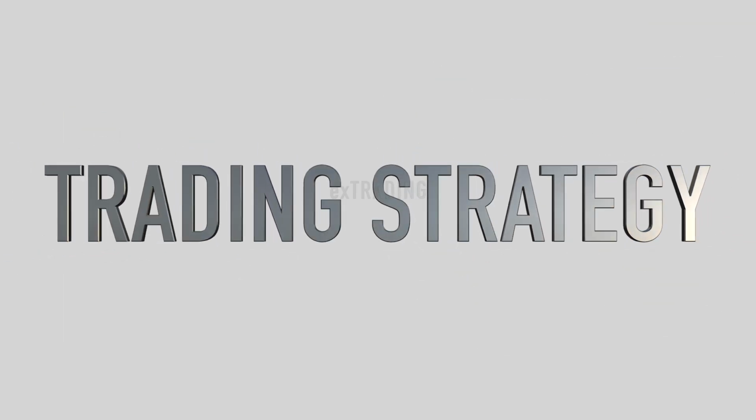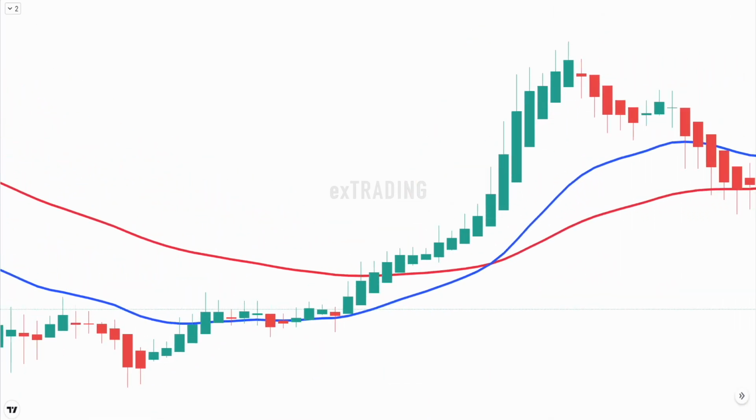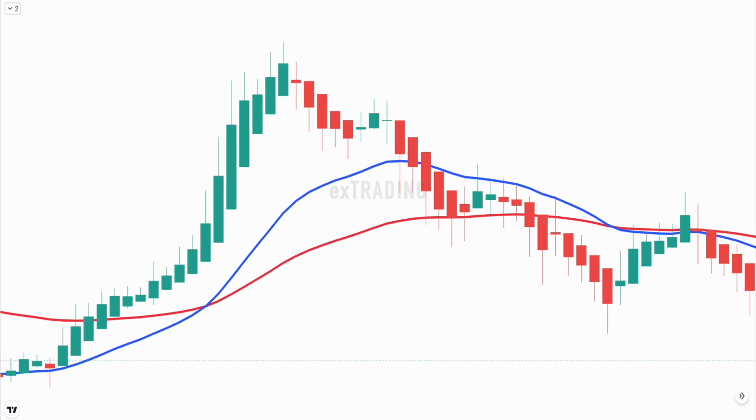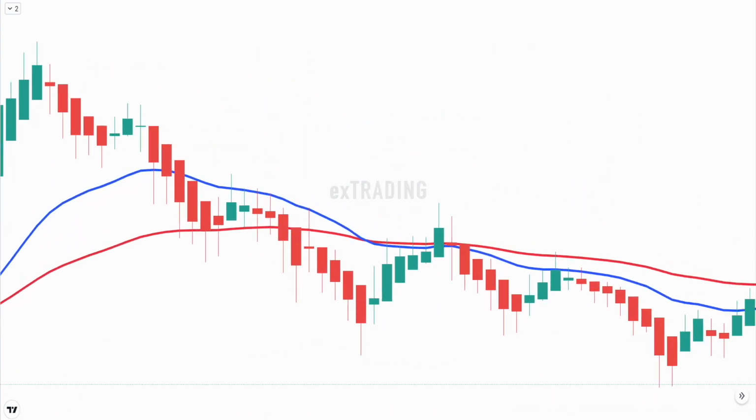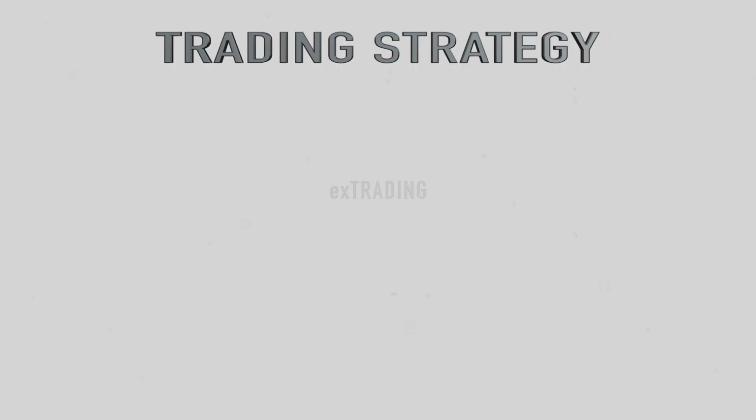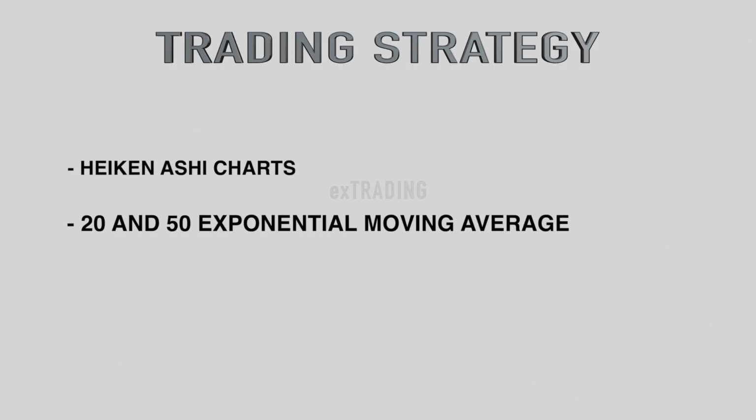Trading strategy. Now that you know what Heiken Ashi bars are and you know the 3 different types of bars and signals, let's build a trading strategy. This trading strategy incorporates Heiken Ashi charts as one of its core components.